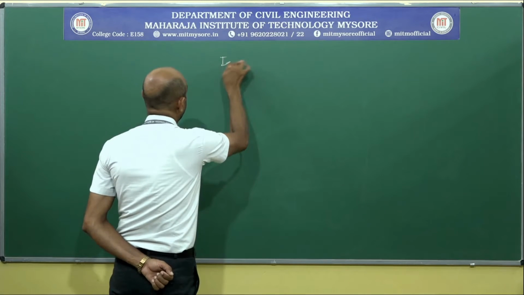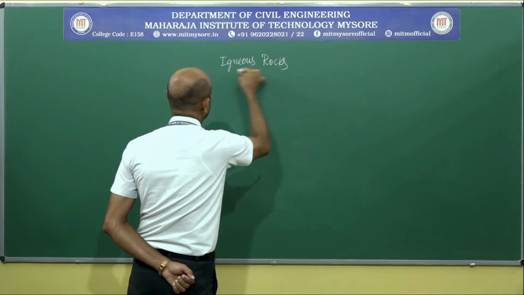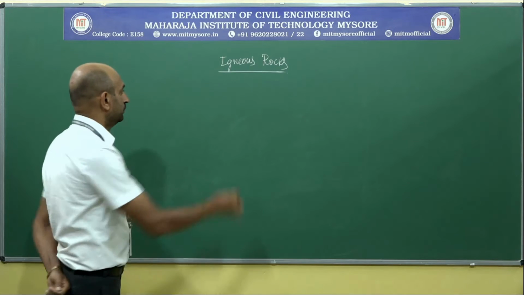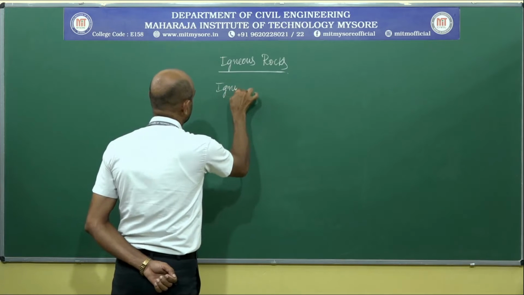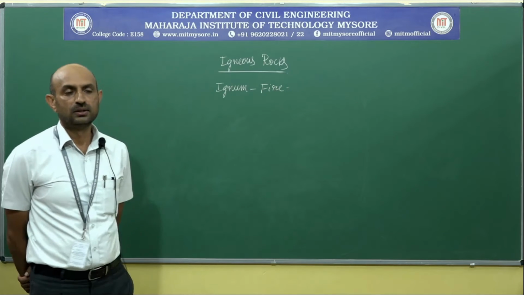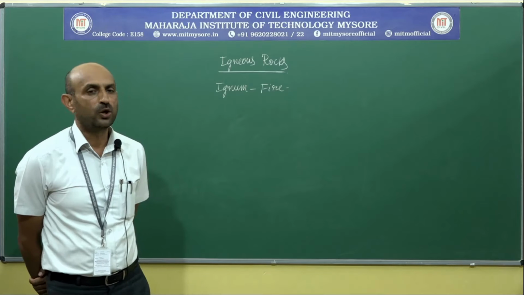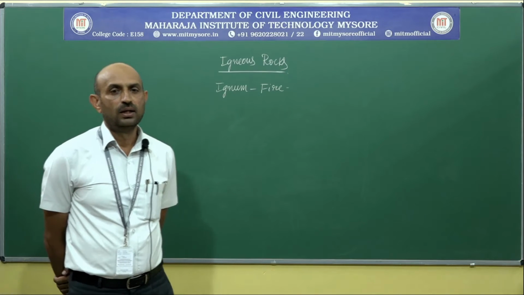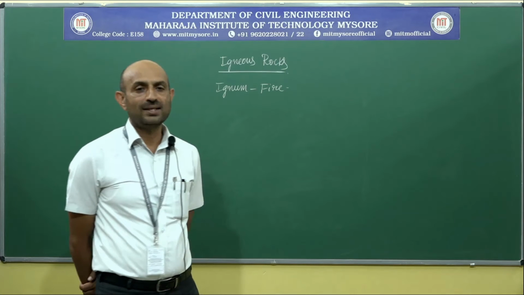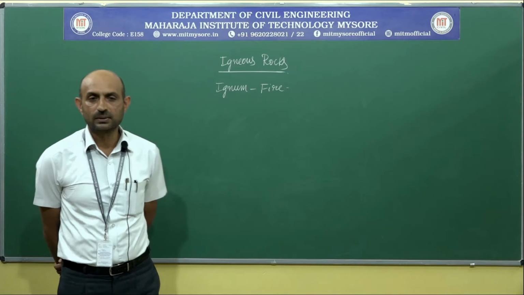What are igneous rocks? Ignis means fire. Fire means hot. All igneous rocks are directly derived from molten rock material, which is called by the name magma. The molten rock is referred to as magma, hence the igneous rocks are also called by the name magmatic rocks.